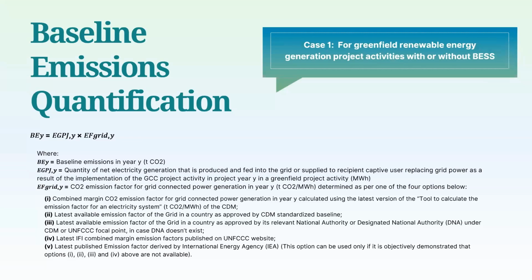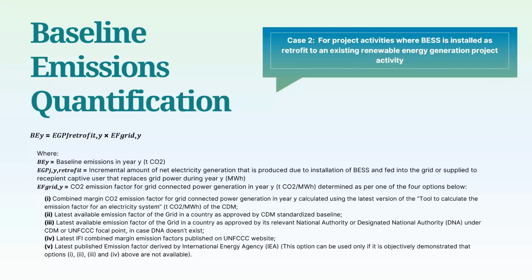And I forgot to mention, this would only be for case 1, which is the greenfield renewable energy generation project activities that have or don't have those battery energy storage systems. But if you have case 2, which would be project activities where battery energy storage systems are installed as a retrofit to an existing renewable energy generation project activity, then you would follow this equation. And it's very similar, except the first data point that we would need would be the incremental amount of net electricity generation that is produced due to the installation of those battery energy storage systems, and that's fed into the grid or supplied to the recipient captive user.